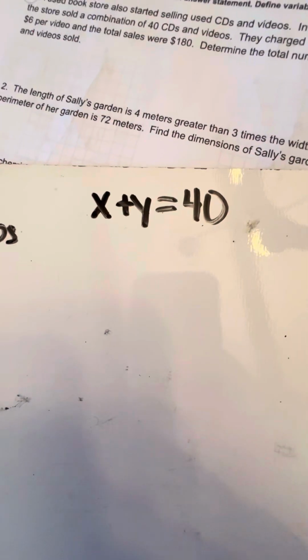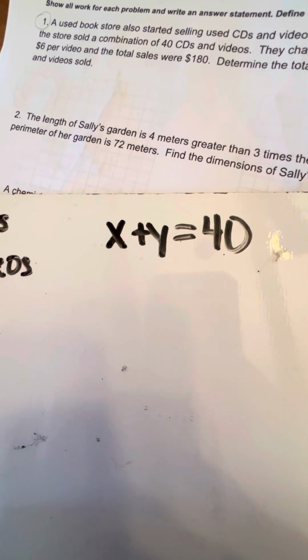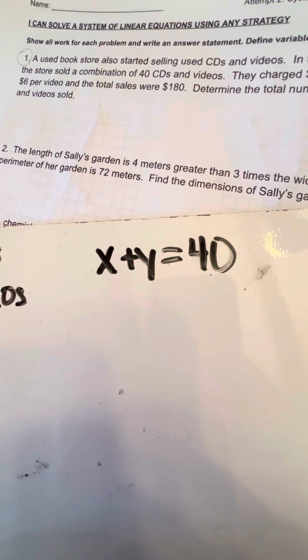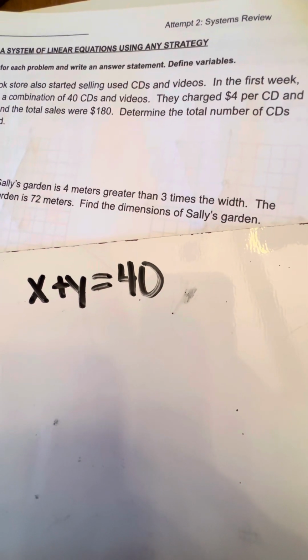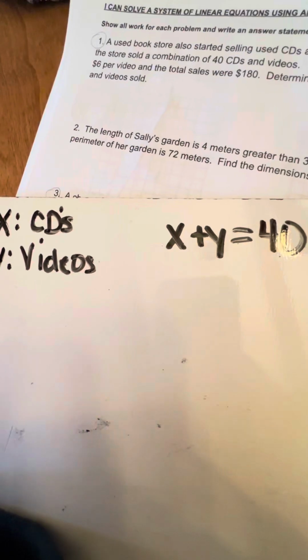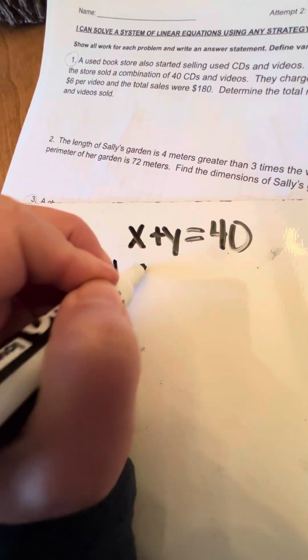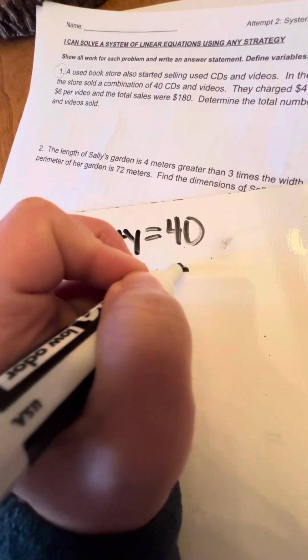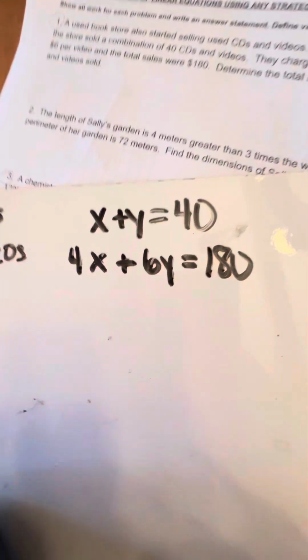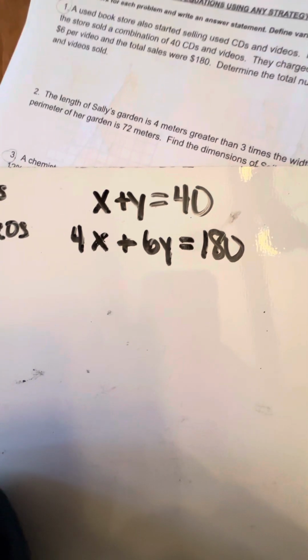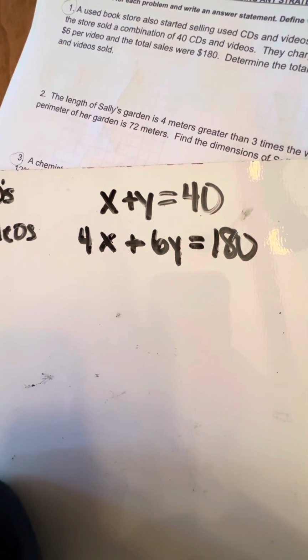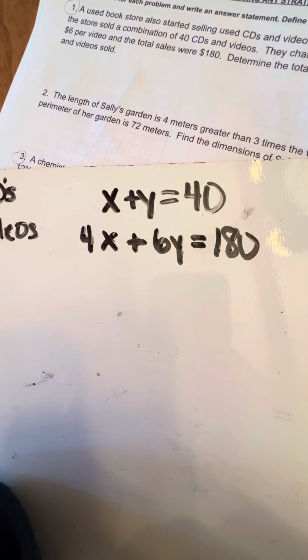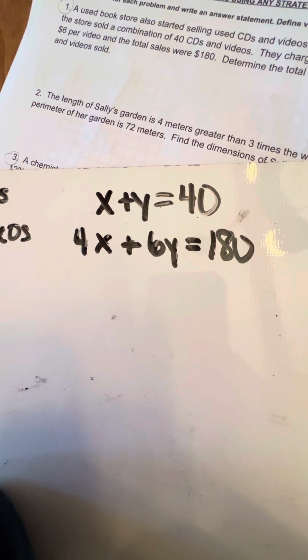And then we'll start off with the money one. So we ended up getting $180, and we know that the cost that was charged was $4 for CDs. So we just said CDs are X. So 4 times every CD, X, plus the $6 for every video that was sold, making $180. So these are your two systems of equations that you're going to set up, and you can go ahead and choose which one you want to do. I'm going to actually do this one. I'll do substitution method with it.